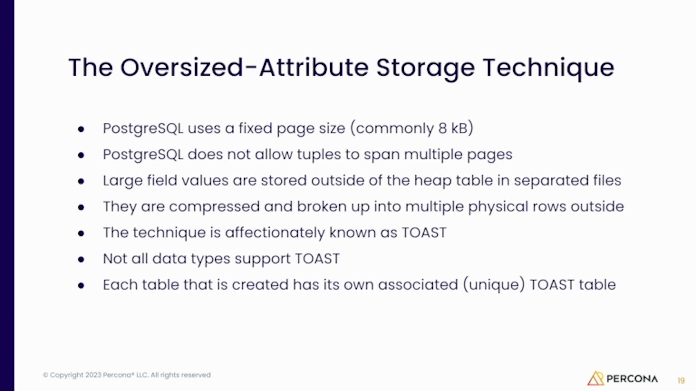Remember that I said the data file is split in pages, 8 kilobyte pages. What happens if you need to store some data that has 10 kilobytes? Does it split in 2 pages? Postgres doesn't split the data. If the data that you're trying to save doesn't fit inside of the 8 kilobytes, it will save it somewhere else. It creates another file, and this file is what they call toast.